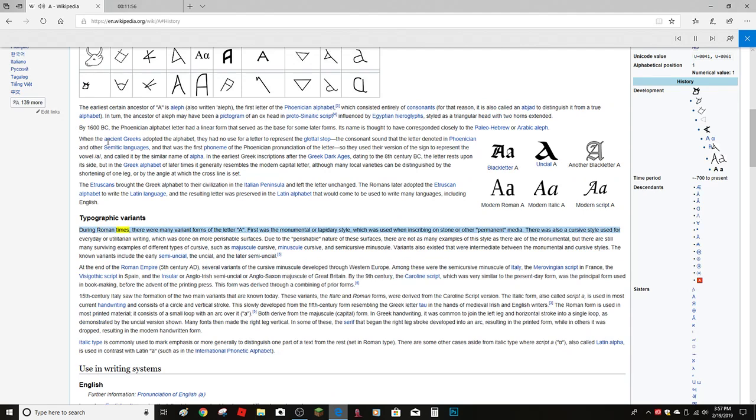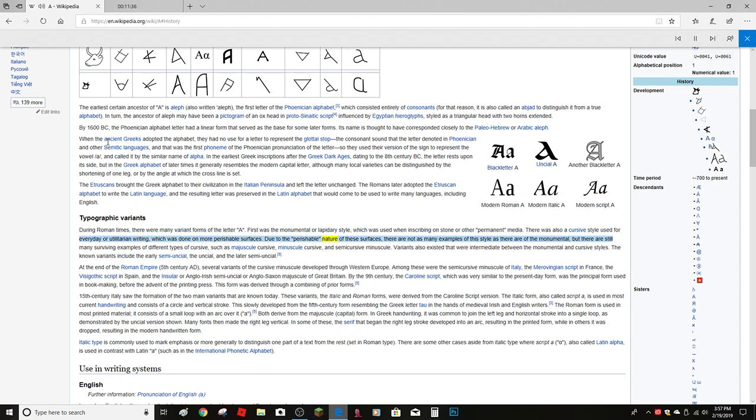During Roman times, there were many variant forms of the letter A. First was the monumental or lapidary style, which was used when inscribing on stone or other permanent media. There was also a cursive style used for everyday or utilitarian writing, which was done on more perishable surfaces.